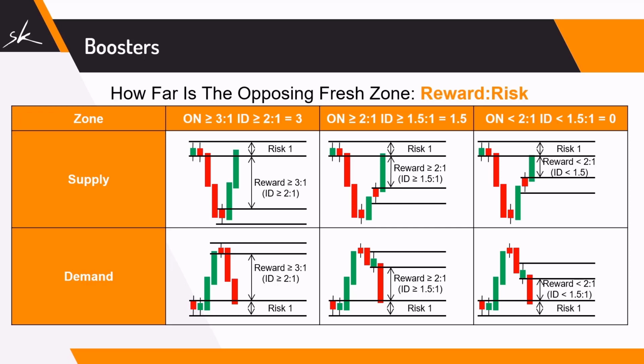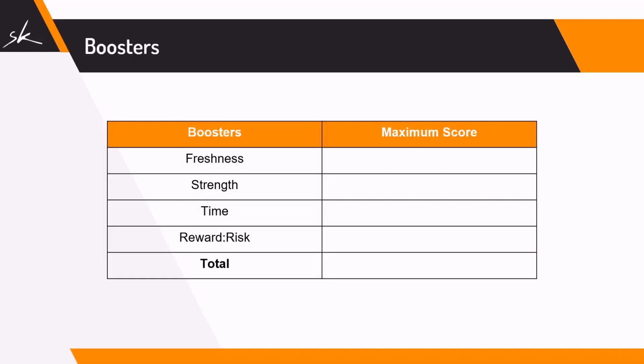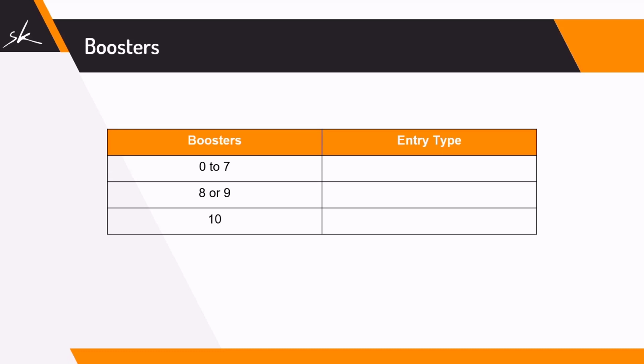A zone can have a maximum score of 3 for freshness, 2 for strength, 2 for time at the zone, and 3 for reward to risk ratio. Therefore, the highest quality score of a zone can be 10. As a trader, we should always trade the best zones.